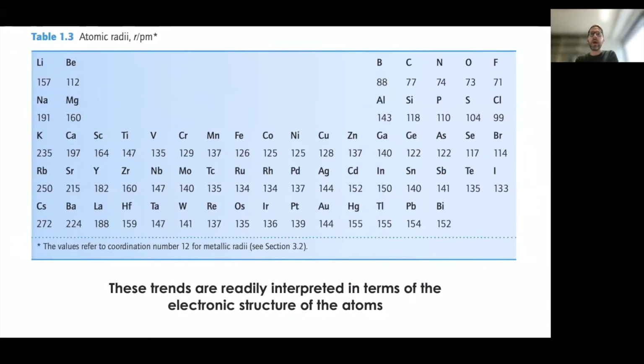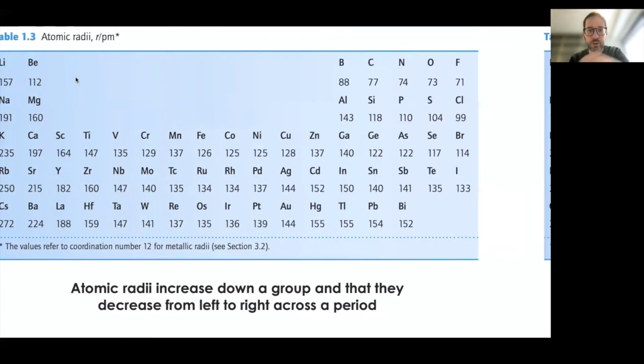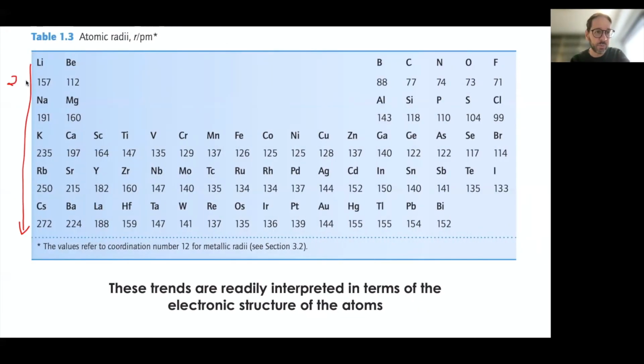We can interpret or explain these trends in terms of the electronic structure of the atoms. When we go down a group, we have more electrons and more energy levels being occupied. Here the electron configurations are, for example, 2s in the second period, 3s in the third, 4s, and so on, which means that we have more electrons occupying different energy levels, so therefore size increases.